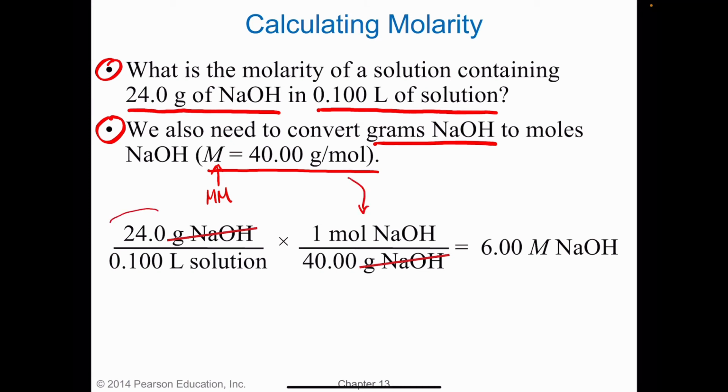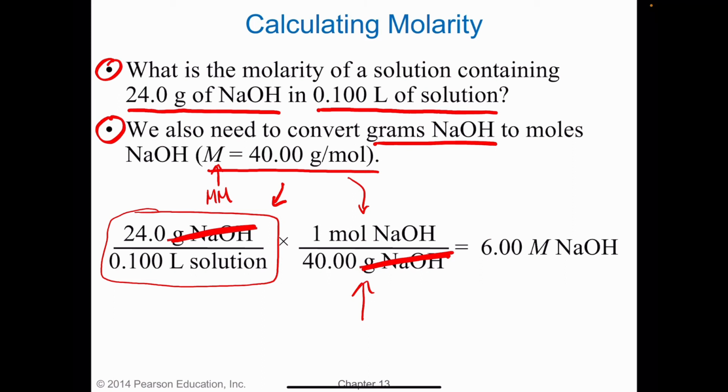So the first thing they did is they set up, getting ready to calculate molarity. We've got the amount of the NaOH, 24 grams, divided by the liters. The only problem with this is that we want moles, not grams. So then they use the molar mass with grams on the bottom so that it cancels. And this is the molar mass of NaOH, 40 on the bottom, 1 on the top.